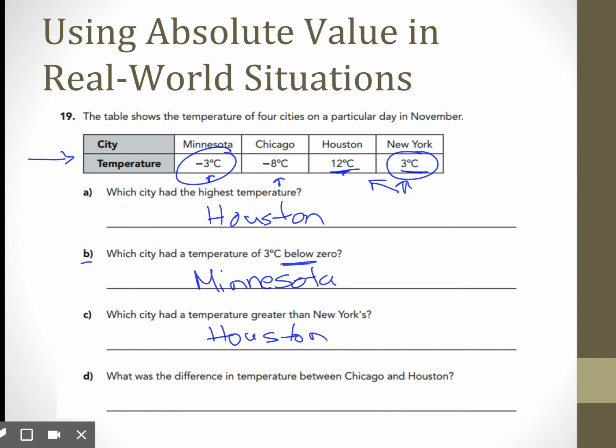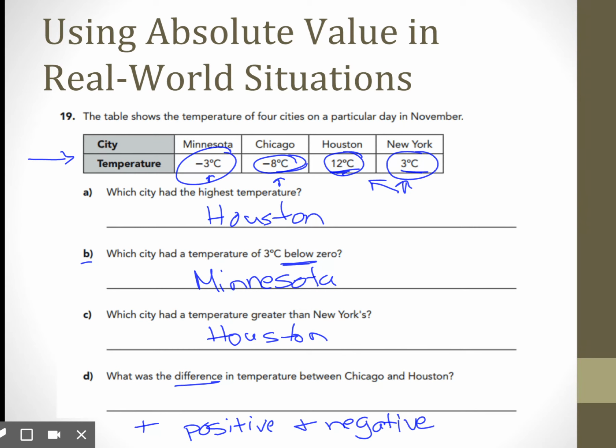And number 4, what's the difference in temperature between Chicago and Houston? Difference. Here I have a -8 degrees Celsius, and in Houston, I have 12 degrees Celsius. This is where you would add. We're going to add here because I'm using a positive and a negative. If I use 2 negatives, like in the last slide, I subtract. I know that can be a little confusing. Feel free to ask questions when you see these.